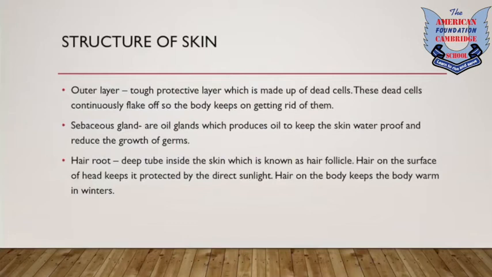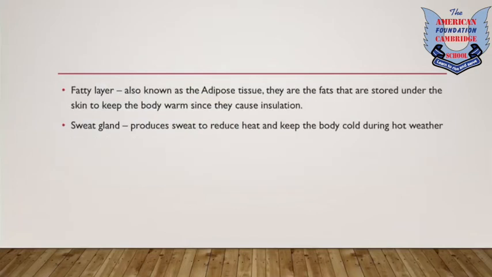Then we have the hair root. It's a deep tube inside the skin known as the hair follicle. The hair follicle is basically a gap in which the hair is present. Hair on the surface of the head keeps the head protected from direct sunlight, and hair on the body keeps the body warm in winters. That's what hair does, and that's why we have hair on the body.